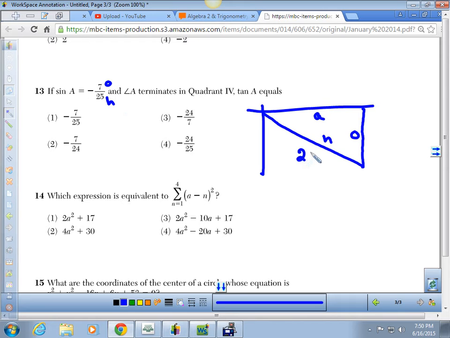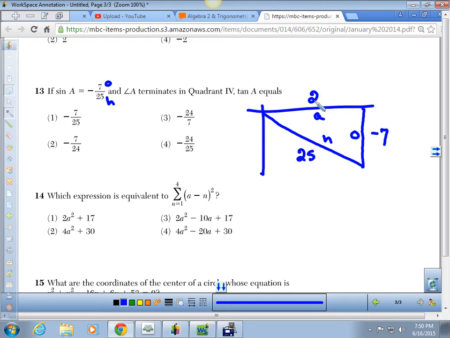So my hypotenuse is 25. My opposite is negative 7. Is everybody clear on why it's a negative 7? It's on the negative side of the y-axis, right? It's below the x-axis, so it's negative. Now my adjacent side is going to be positive, because it's on the positive x-axis. How would we find that adjacent side? We would use the Pythagorean theorem.